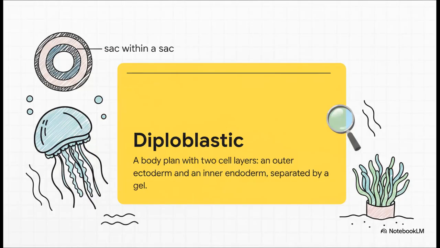Okay, so let's start with the simple one, diploblastic. The easiest way to think about it is like a sac inside another sac. You've got an outer layer, the ectoderm, that's basically the skin, and an inner layer, the endoderm, which becomes the gut. And that's it. That's all you need to build a jellyfish or a sea anemone. It's a super simple, super efficient design for a pretty simple life.